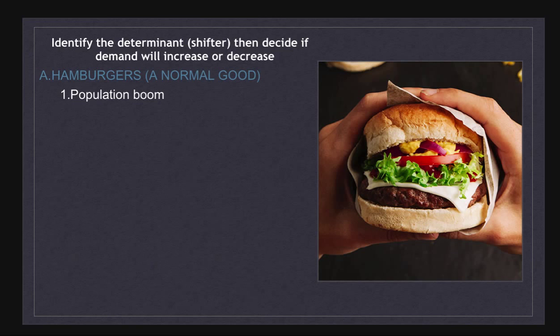Okay, line number 2. I will give you the answers here when we're all done. Income falls due to recession. Keep in mind that hamburgers are considered a normal good. Incomes fall due to recession. What determinant of demand would this address? Is this going to increase or decrease demand? Is it going to shift your curve to the right or the left? Write in your answer. And after you write in your answer, then you can discuss with your neighbor. After being the key word there.